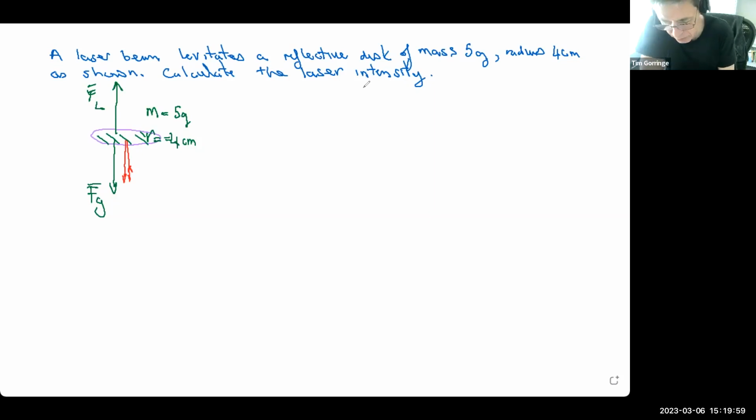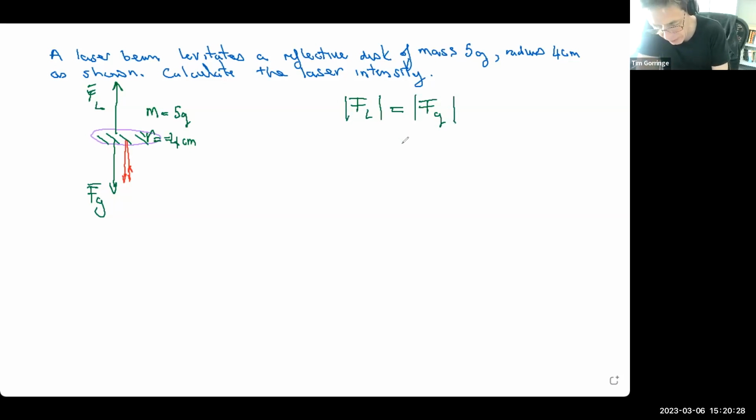So my starting point in solving this problem is this basic idea that the gravitational force downwards is being counteracted by the laser light force upwards. They're equal and opposite. And I'm going to start worrying about the sizes of the two forces and the fact that the sizes of the two forces are equal to one another. So FL, the magnitude of that force, is equal to Fg, the magnitude of the gravitational force.